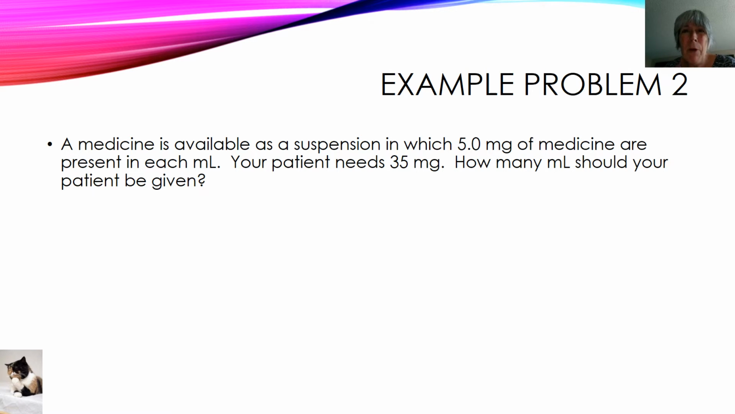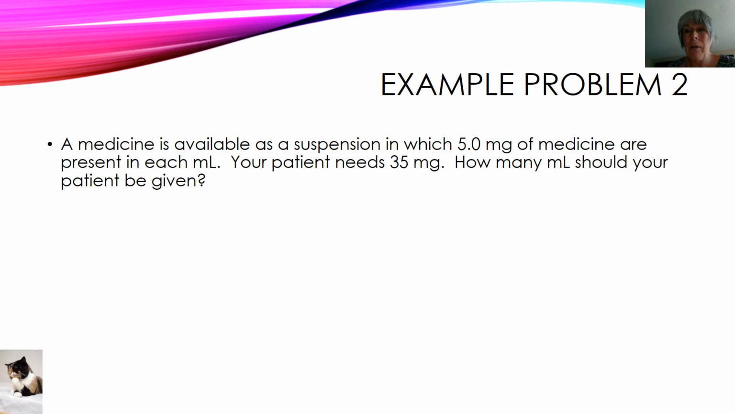So here's a maybe more practical problem, and this involves a medicine where it's a suspension, and you've got 5 milligrams of medicine present in each milliliter. Your patient needs 35 milligrams of the medicine. We want to know how many milliliters your patient should be given. Now, I'm sure that many of you are looking at this and saying, oh, I know the answer. I know right now what it is, and that's great. What I want to do is show you how to use the unit factor method to solve this problem so that when we get more complicated problems where you can't see the answer immediately, you'll be able to use this method to solve those problems.